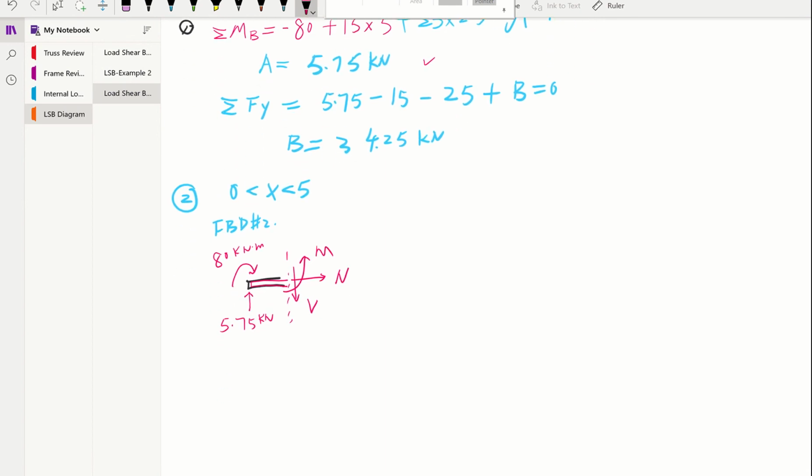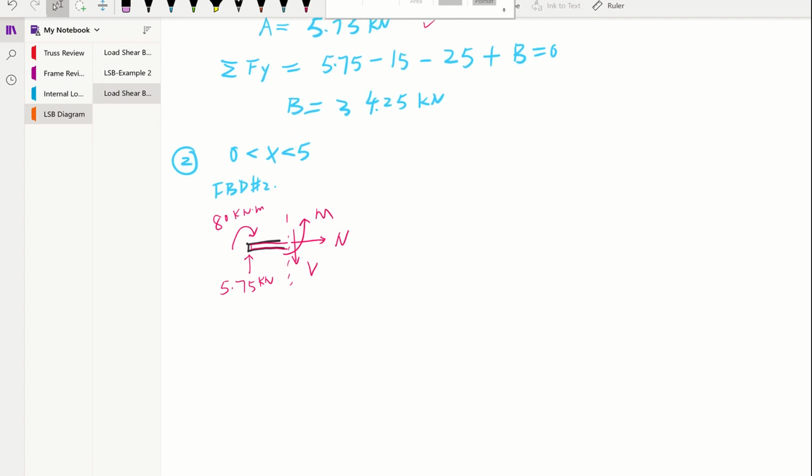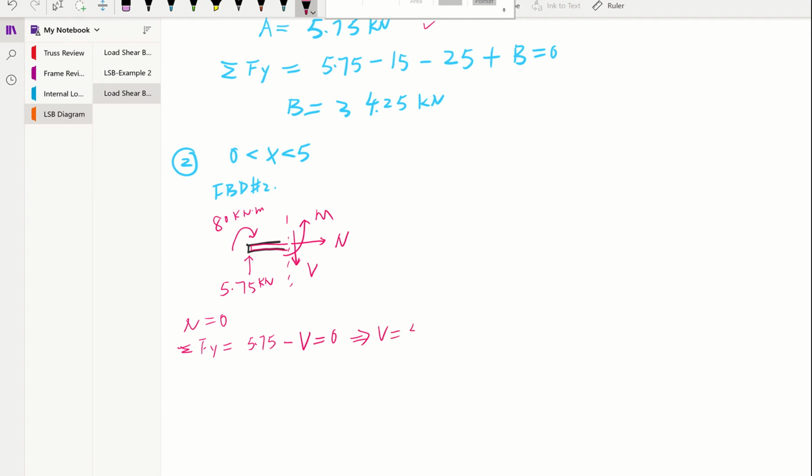Now we're going to solve all 3 of them. First thing, you already know N is going to be equal to 0. Then for the force in the y direction, we'll have 5.75 going upward minus this V, since it's going downward, that equals 0. You calculate V to be 5.75.